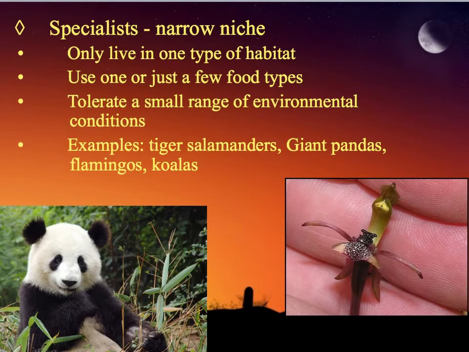And then there are the beautiful specialists. They have a very narrow niche and they only live in one type of habitat. They use one or just a few types of food. They tolerate a small range of environmental conditions. Examples of these are things like the tiger salamander, giant pandas, flamingos, koalas, all eating specific things and living in specific habitats. Compare those to humans, which live just about everywhere and eat just about anything.